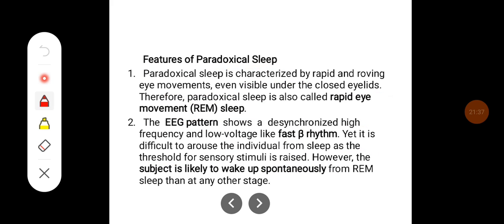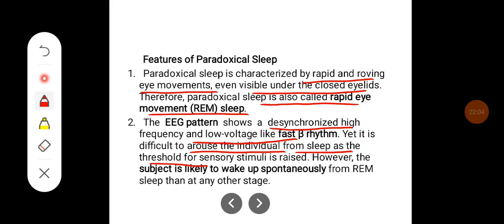Features of paradoxical sleep, that is REM sleep. Paradoxical sleep is characterized by rapid and roving eye movements, even visible under closed eyelids. Therefore, paradoxical sleep is also called as rapid eye movement sleep. The EEG pattern shows desynchronized high frequency and low voltage like fast beta rhythm. Yet it is difficult to arouse the individual from sleep as the threshold for sensory stimuli is raised. However, the subject is likely to awake spontaneously from REM sleep than any other stage.